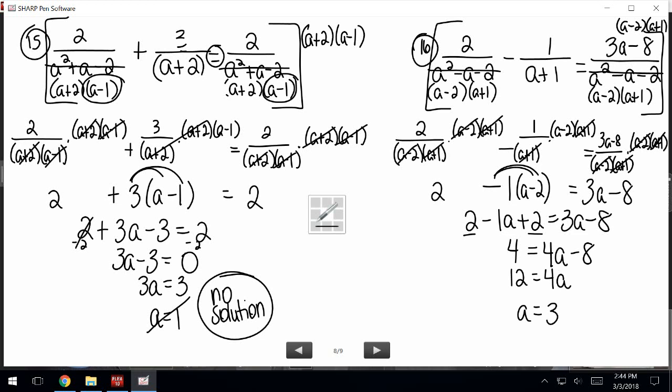And if I tried to plug in 3, here it would give me 1, here it would give me 4, there it would give me 4, 1 and 4. So none of them are 0, so that's my answer. That's my solution.